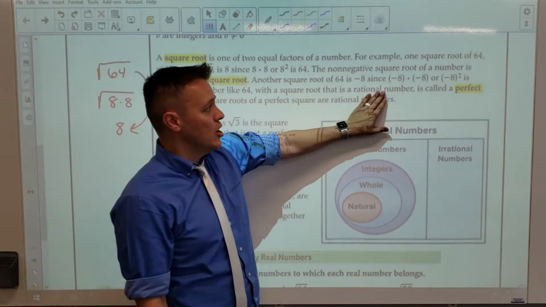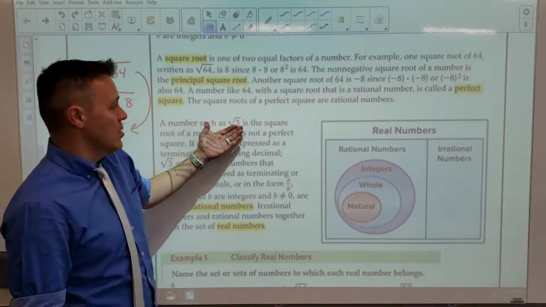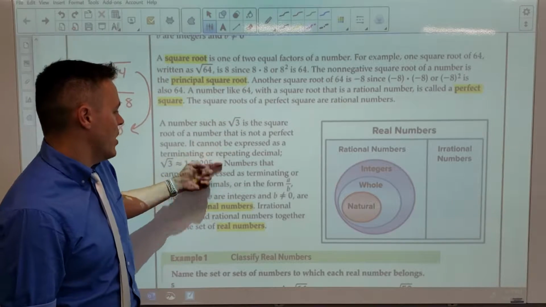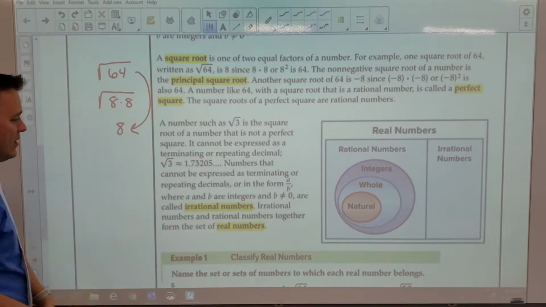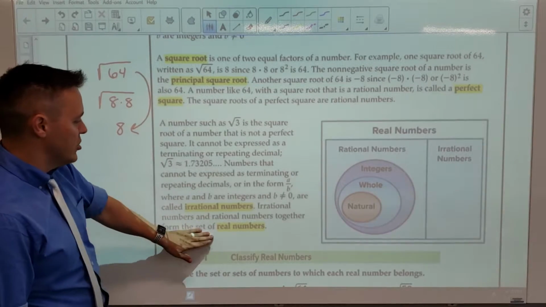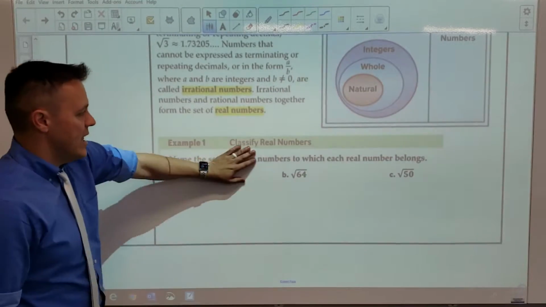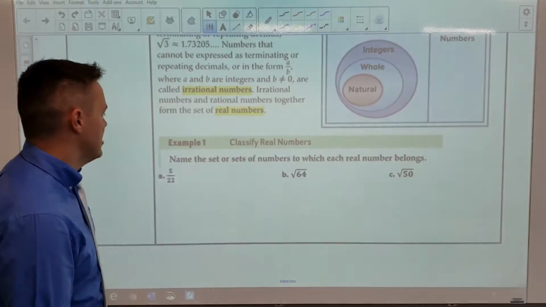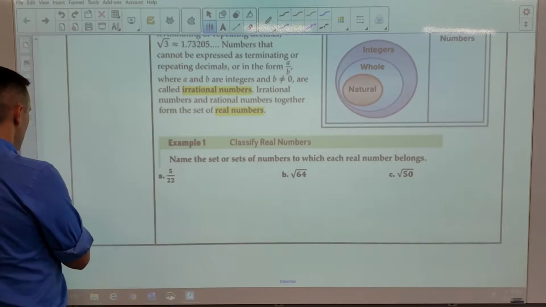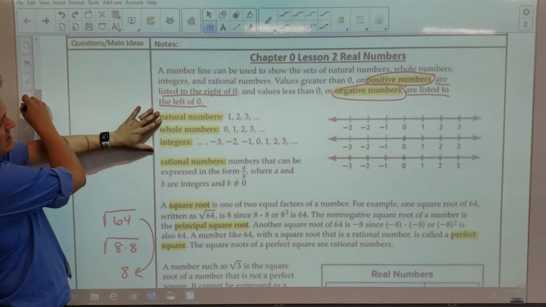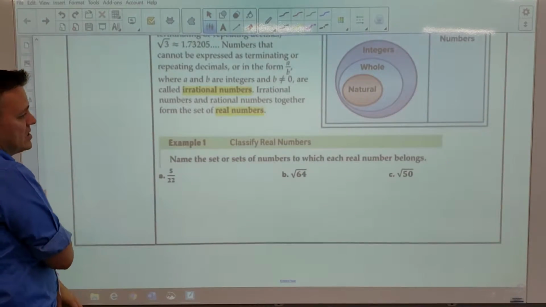Those are called perfect squares, when you can do that. The square root of 3 is not a perfect square, and in that case it is an irrational number. Read through it and figure it out. Irrational and rational numbers together form all real numbers. All right, now classify these number systems. I want you to tell me if these are rational or not. Go through and tell me, is it a natural, whole, integer, or rational number? And tell me if you can do anything else from here.